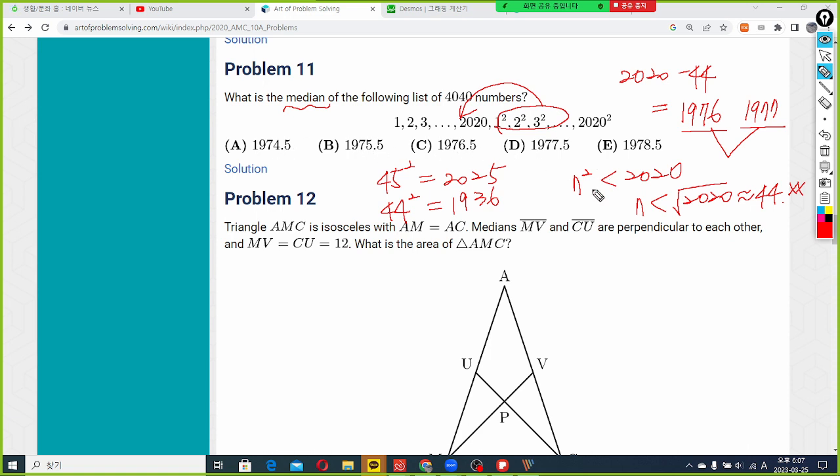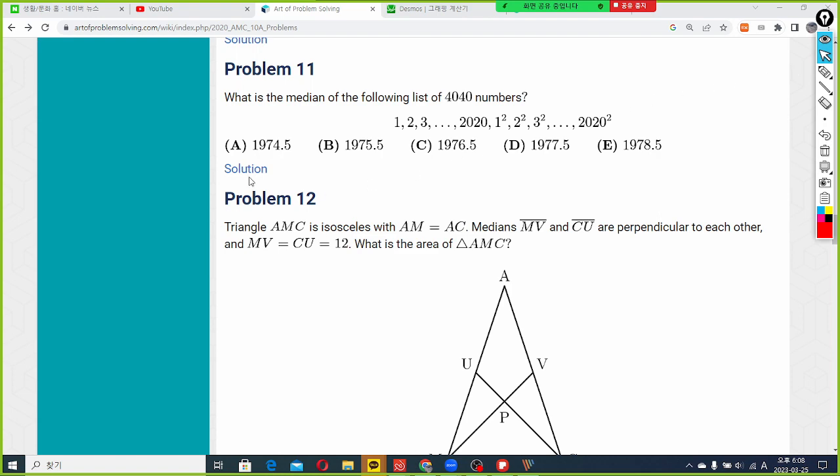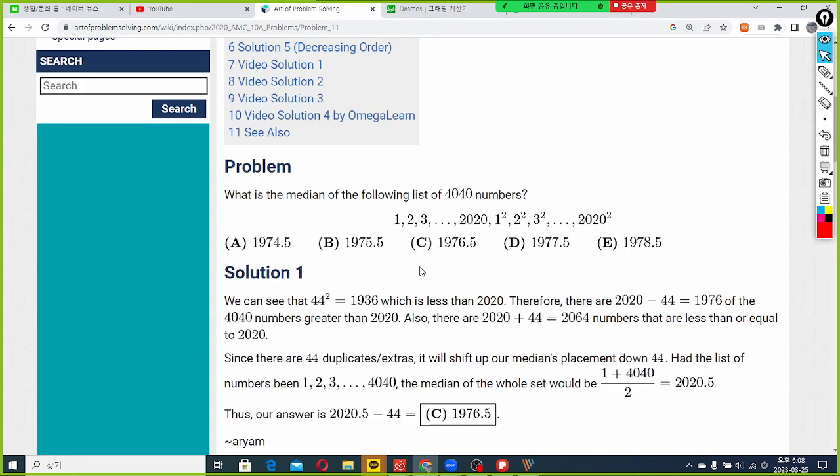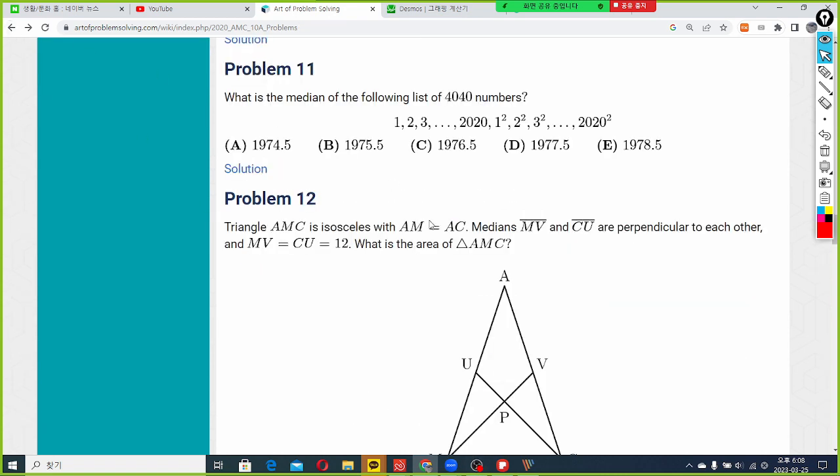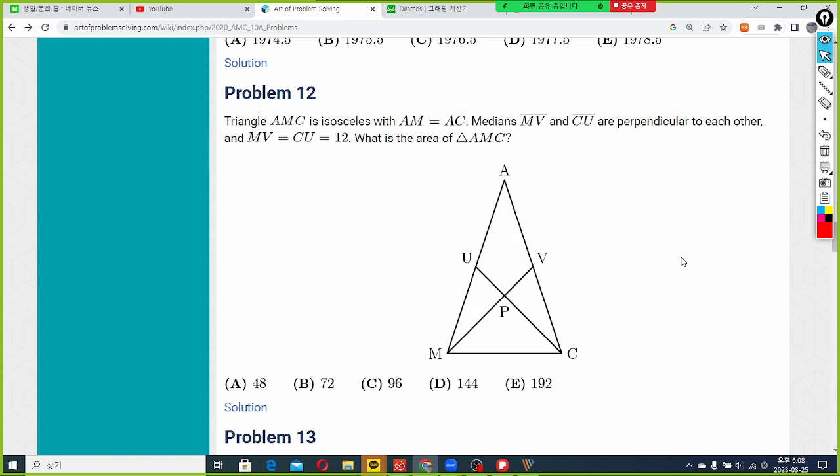So from the choices, which one is the answer? The average between 1976 and 1977 is, uh, the median is 1976.5. Yeah, in number 12, let's go to number 12.